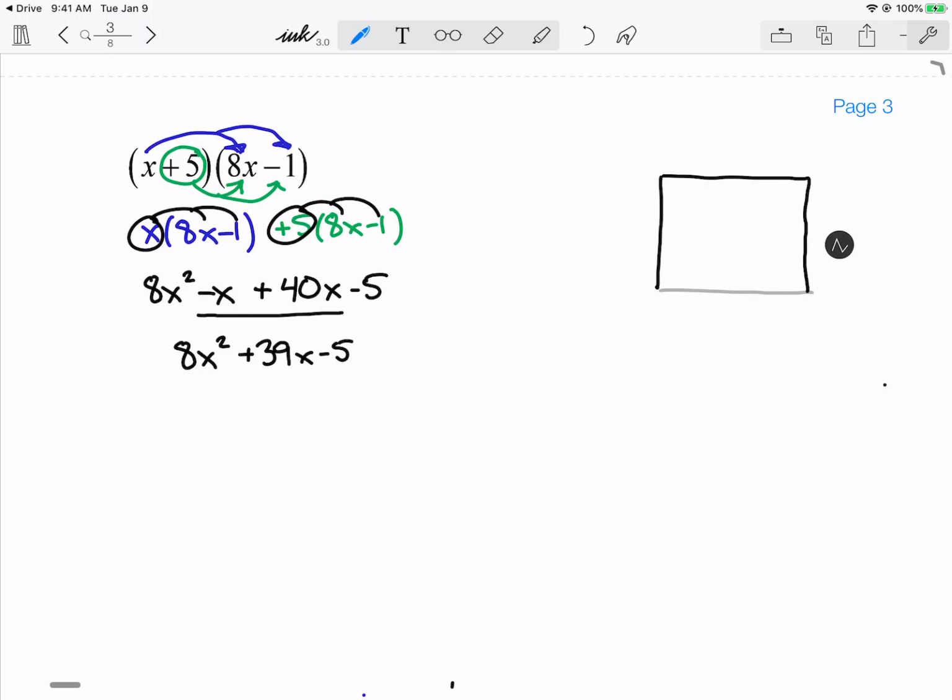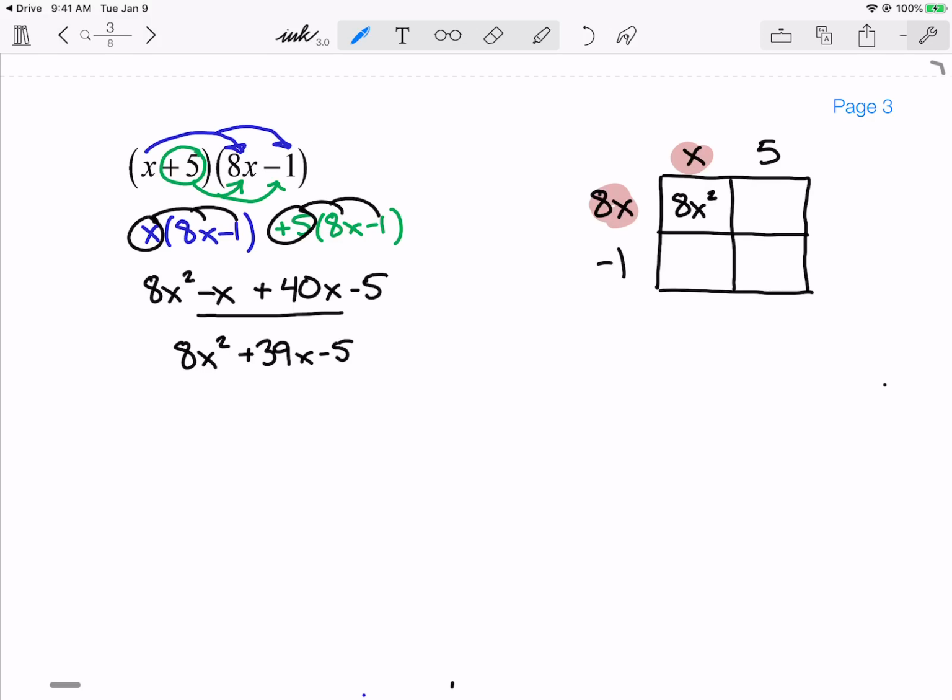So I'm going to make a 2 by 2 table, and on the outside I'm going to write each part of the polynomial. So from the first one I had x and a positive 5. For the other one I had 8x and a negative 1 because it was minus 1. So what I'm going to do is multiply the x and the 8x together and put that in the box where they cross over. So I get 8x squared.